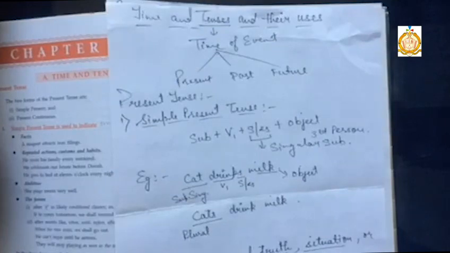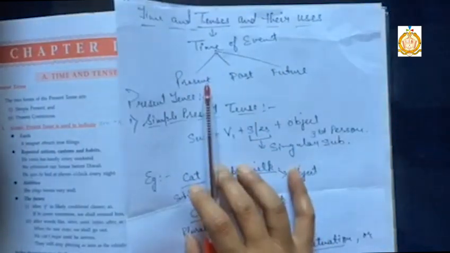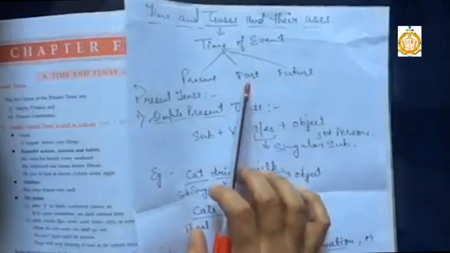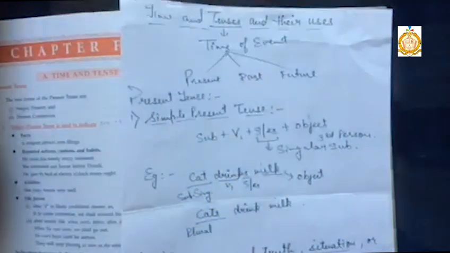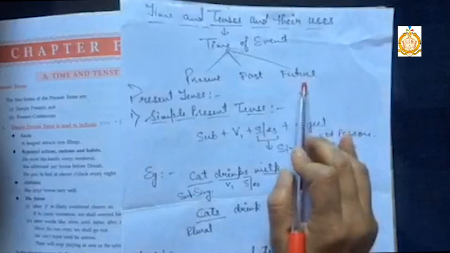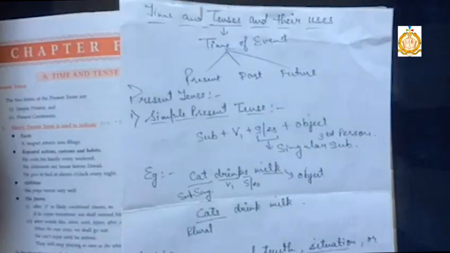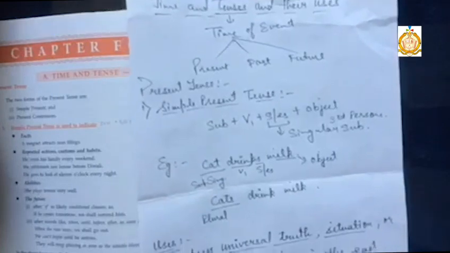Tenses are of three types: present, past and future. Present tense means the very time which is going on now, at present. Past tense is the time which has already passed. And the future is which is yet to come. We are going to begin with present tense first of all.